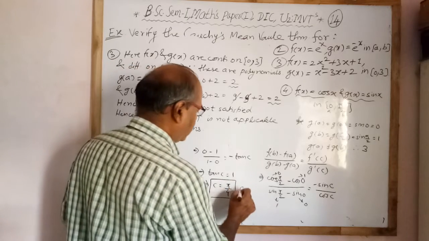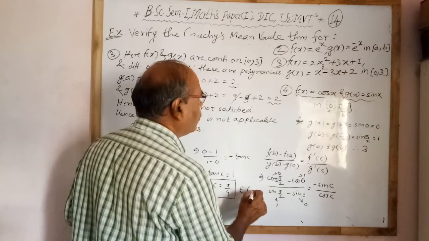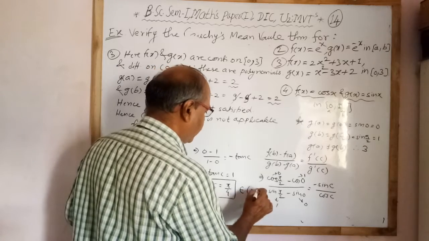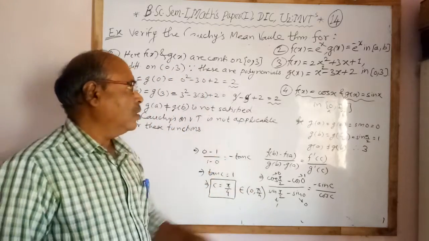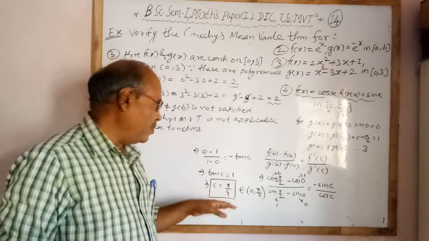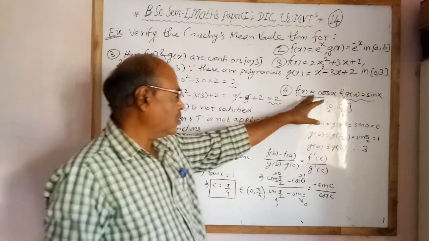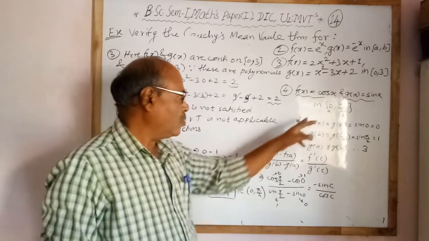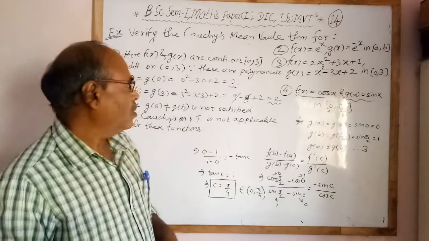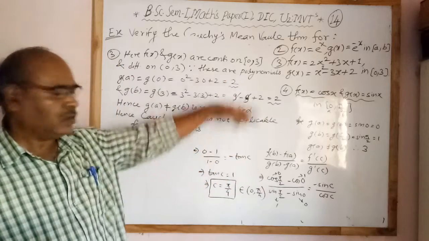Now observe that this value of c belongs to the open interval 0, pi by 2. That is, the value of c exists. Therefore Cauchy's mean value theorem is verified for the functions cos of x and sin of x in the interval 0, pi by 2. So try to solve. Start here.